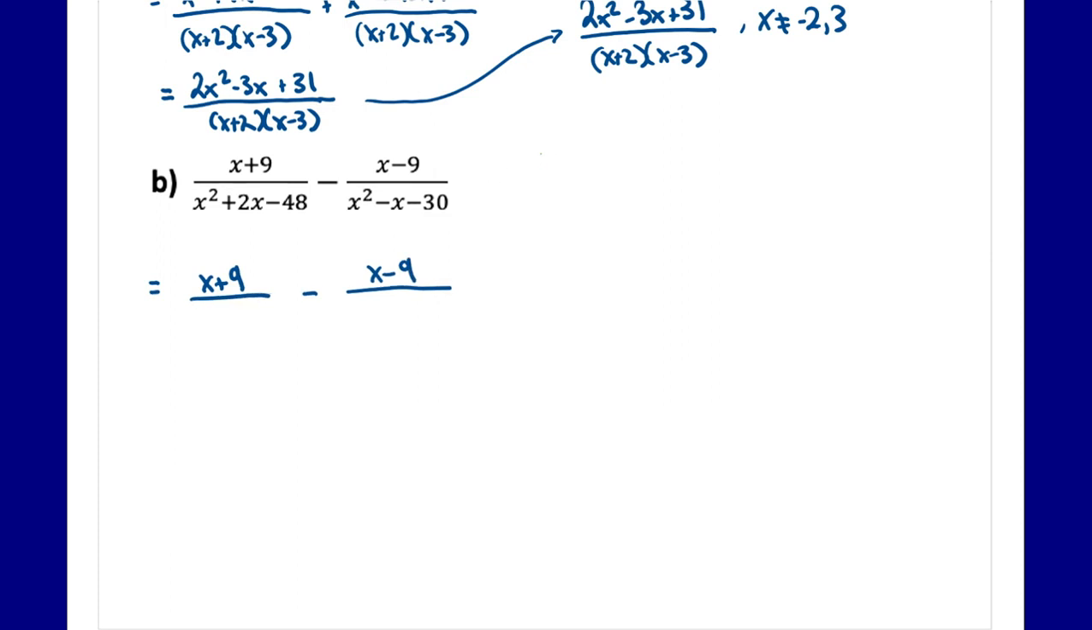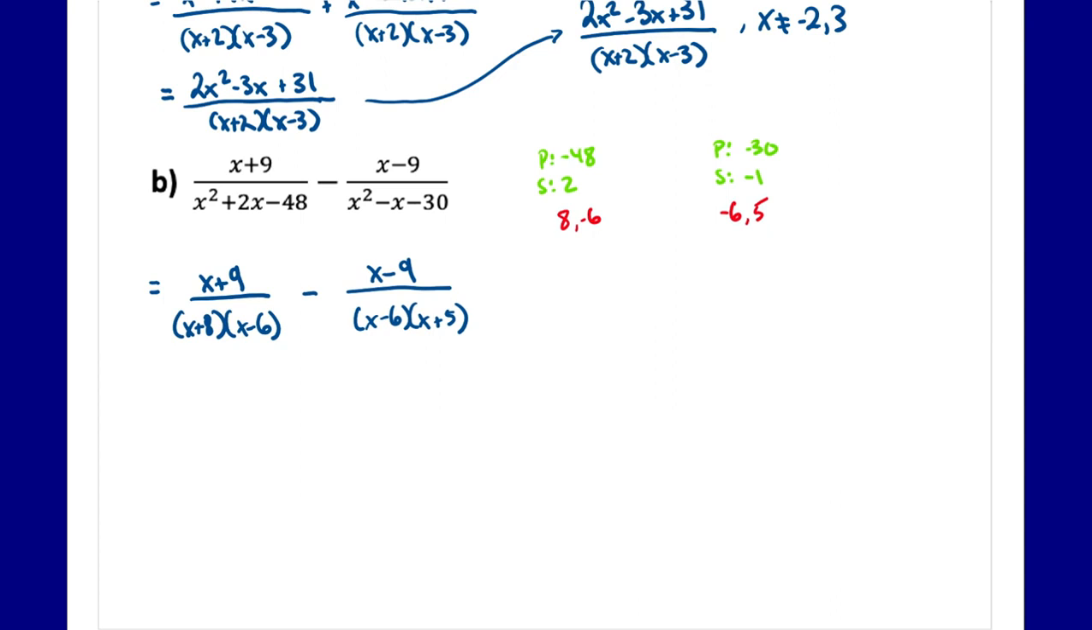For the factors on the bottom, I'm looking for two numbers that multiply to −48 but add to 2, and two numbers that multiply to −30 but add to −1. So in this case, my two values are 8 and −6, and we have −6 and 5. So I can rewrite the denominators as (x + 8)(x − 6), and for my second one, I have (x − 6)(x + 5).